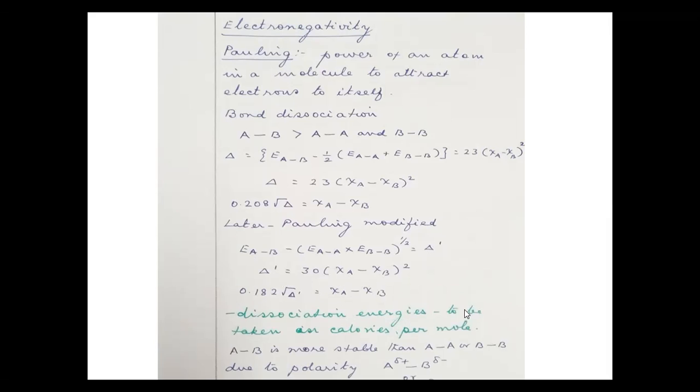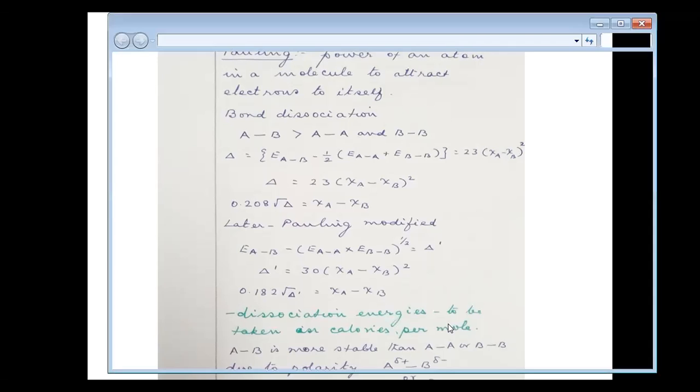So the dissociation energies in the case of Pauling's calculation have to be taken in calories per mole. You should not substitute them in the units joules per mole. You have to substitute the bond dissociation energies in the unit calories per mole.